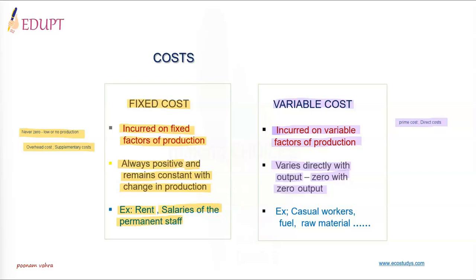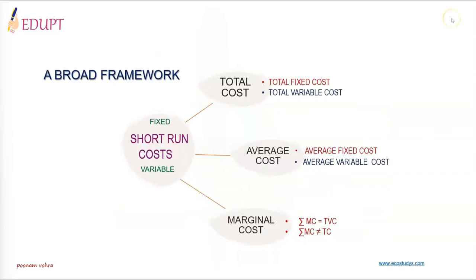Variable costs are incurred on payments made to casual workers, which increase or decrease depending upon the output, and expenditure incurred on fuel, raw material, electricity, gas, water, and so on, as all these costs vary with the level of output. Let us understand the broad framework, but before that, a simple fact: there is no cost which is always a fixed cost or a variable cost.